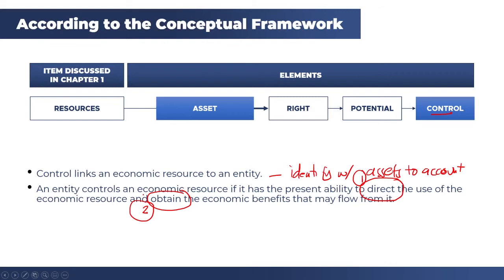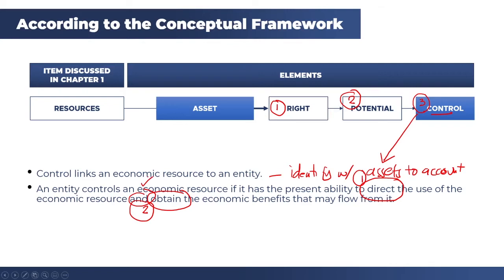And with that discussion on control, that about wraps up the discussion on the conceptual framework regarding the assets. So, as a recap, for a resource to be considered your asset, you should have a right to it. It should have a potential to produce economic benefits, and you should be able to control the use of the asset, or to obtain the economic benefits that may flow from it. Is an and not an or. It's important to remember.